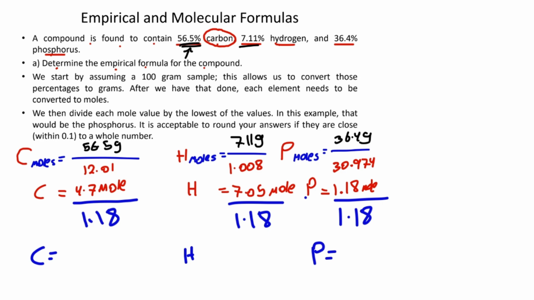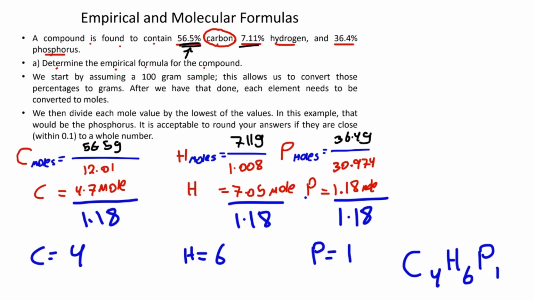Now using the calculator again, 4.7 divided by 1.18 equals almost 4, because it is 3.98 and we need a whole number. We don't need fractions. The hydrogen is 7.05 divided by 1.18, which equals 6. And the phosphorus is 1.18 divided by 1.18, which equals 1. So basically we have now found the empirical formula, which is CHP. The C is 4, the H is 6, and the P is 1.